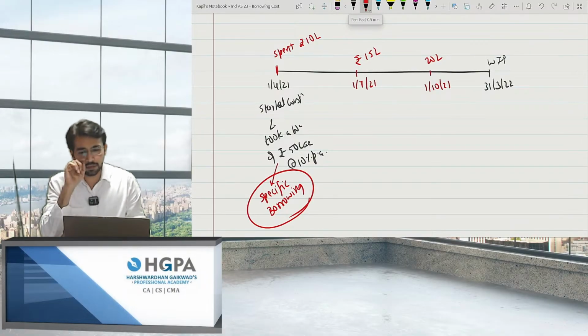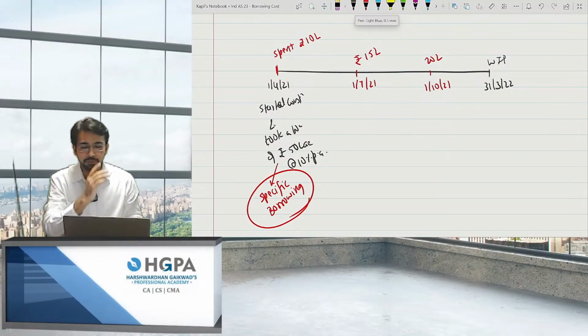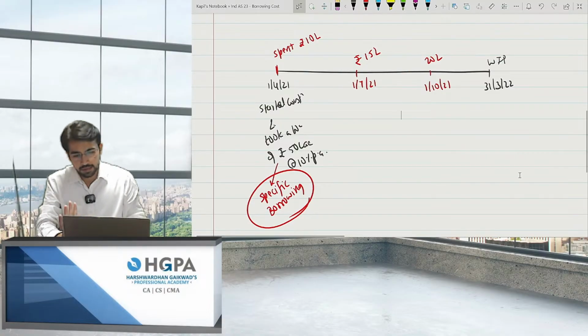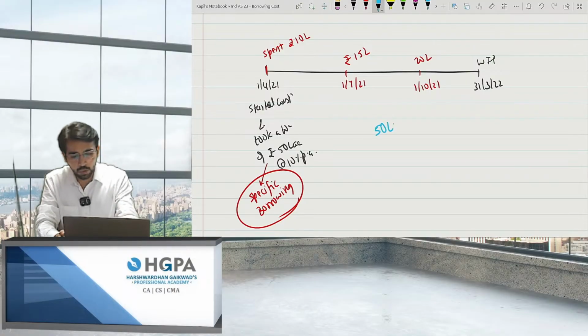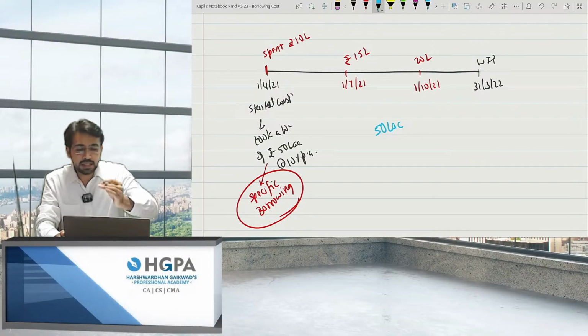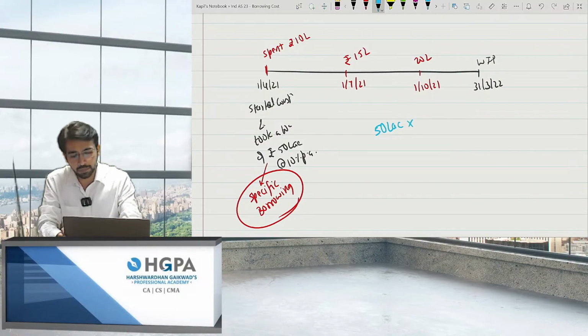If it is specific, only at that time I can capitalize the entire amount. That is, I will not check the dates on which the expenditure was made. Yes, the answer is 5 lakhs completely, because 50 lakh was the loan taken, and you will start capitalizing the interest from the date of first expenditure itself. That is on 1/4/21, I'll start capitalizing 50 lakh entirely into 10%. Into 10%, it becomes 5 lakh.